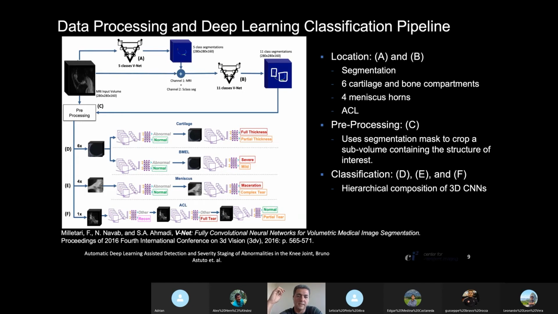So that's it. Okay, I got it. But in here we use the segmentations to localize the structures, crop bounding boxes, and use these subvolumes, these smaller volumes, to actually train our classification networks. We tackled the classification problem hierarchically. We first trained the multi-class deep learning.